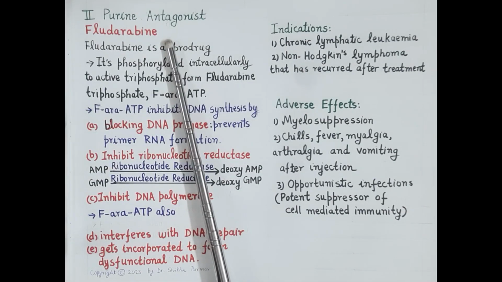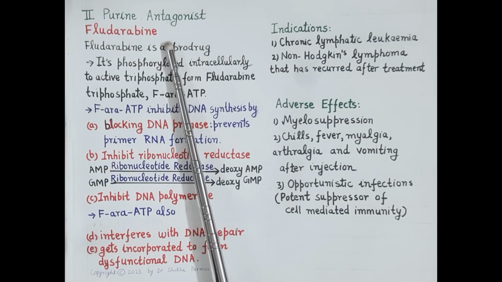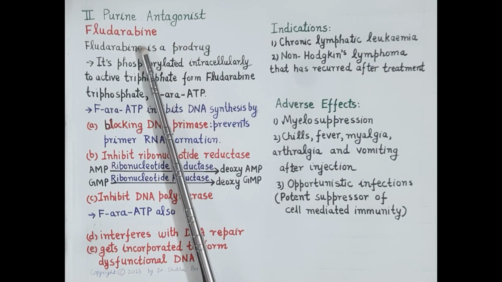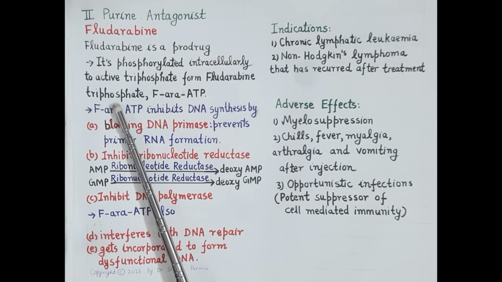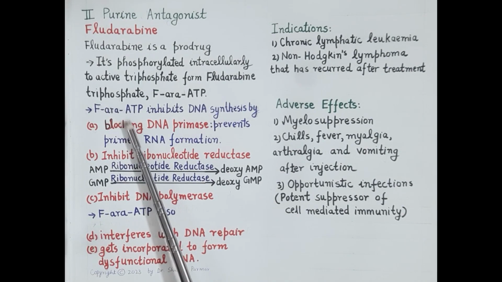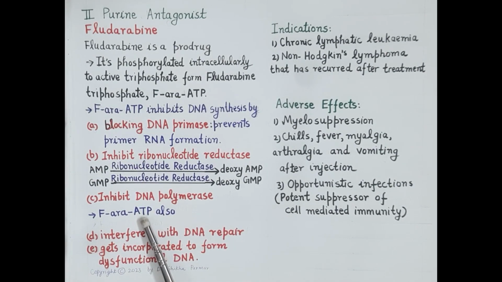Now, another purine antagonist is the drug fludarabine. Now, fludarabine is a prodrug. So, inside the cell it is phosphorylated to its active form, that is fludarabine triphosphate. Now, for understanding the mechanism of action of fludarabine, we should know the function of a few important enzymes which are required for the synthesis of DNA.